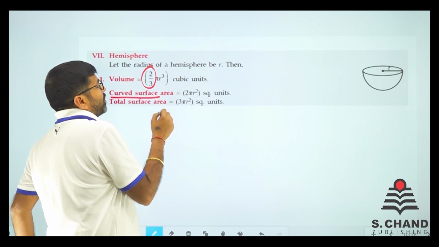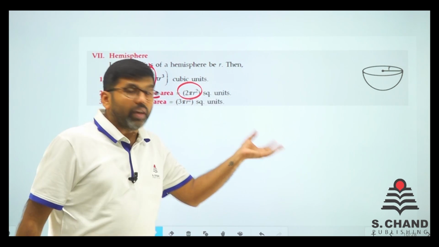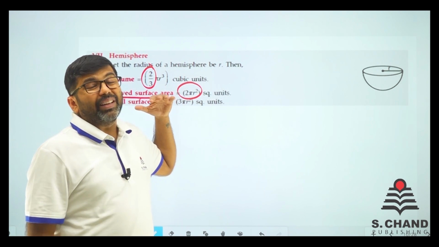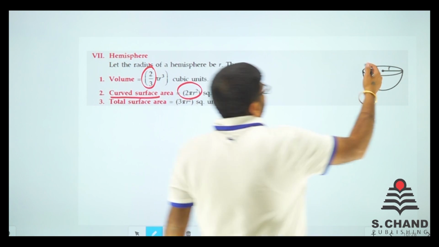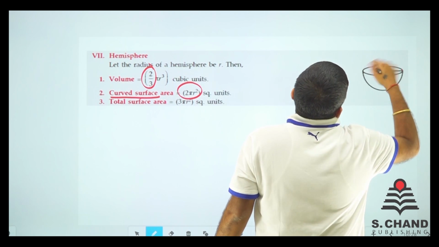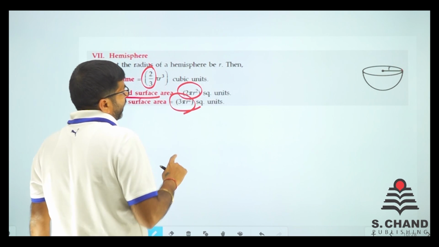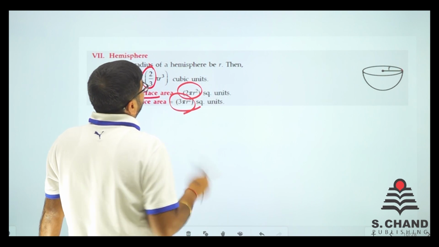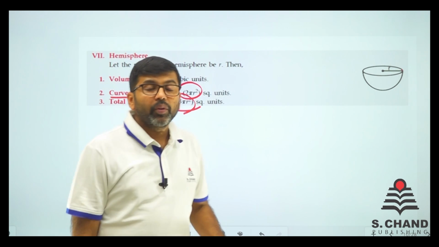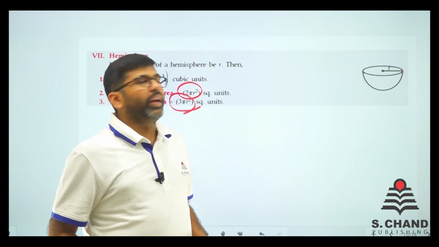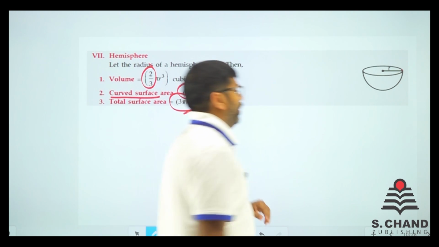Now the curved surface area, obviously for the sphere that was 4 pi r square, this is 2 pi r square, the curved surface area. When you talk about the total surface area, then we have 2 pi r square plus pi r square, so 3 pi r square. That is the total surface area, right? In this way, we need to do all the questions and find out the answers.